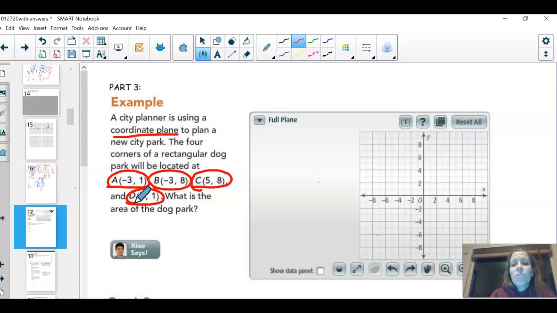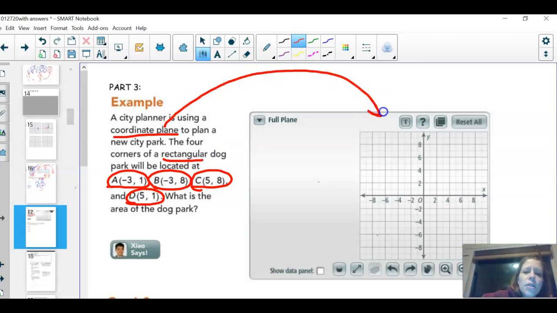So the first thing I'm doing is I'm looking for important numbers. So I see by looking at this information that I have a coordinate plane. Yo tengo un plano cartesiano. It's rectangular. Yo tengo un rectangular. Es rectangular. And there are 4 points. 1, 2, 3, 4 puntos. I want to know what is the area. ¿Qué es el área? Remember, for area, I'm doing base times height or length times width.